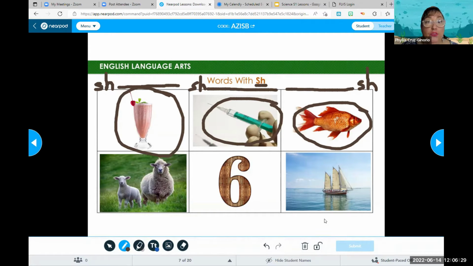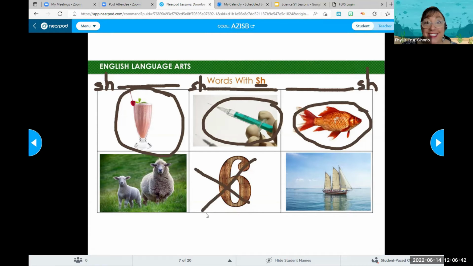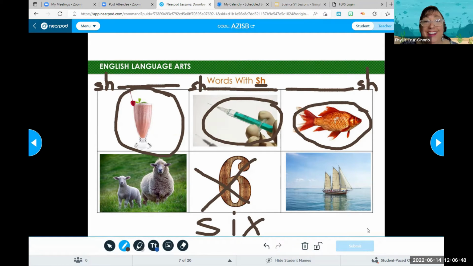Cross it out. If you don't hear the sh, which one would you cross out? Sheep, six, ship. Yeah, I don't hear it in this one at all. I hear s, i, x. I don't hear sh. So it doesn't have a sh. Awesome. Practice this on your own.